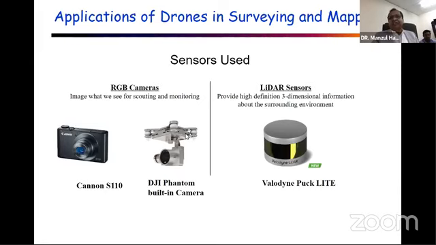The right side is LiDAR, which I think is 500 grams in weight. This is from Velodyne, an American one. People are also using this in drones. But it also has a lot of other issues, but I think very soon it will become very, very popular.